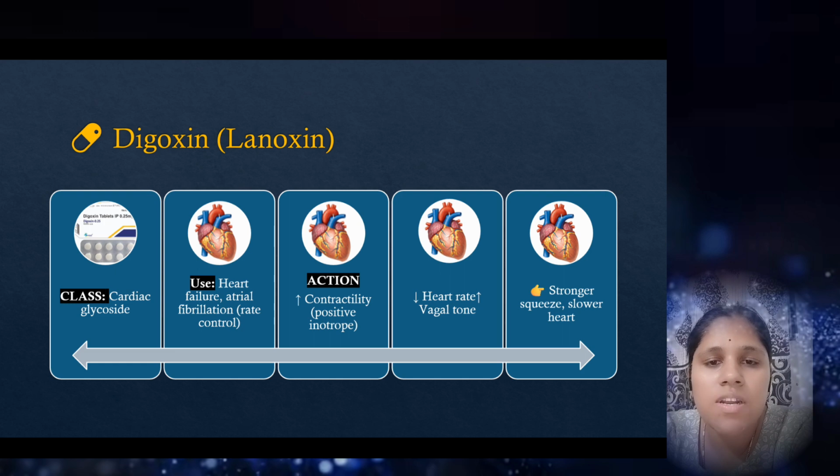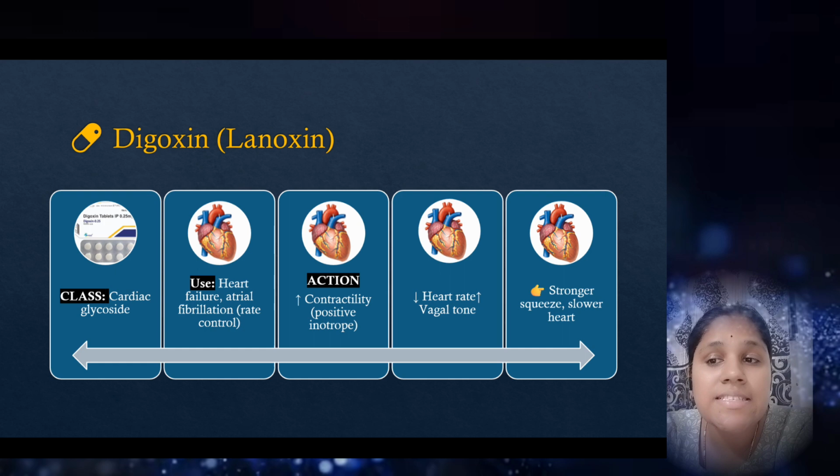Today we are going to see one important medication, that is Digoxin. Digoxin is also called Lanoxin. It is under the class cardiac glycoside. We are going to see why it is used. It is used mainly for heart failure patients and atrial fibrillation, to control the heart rate.